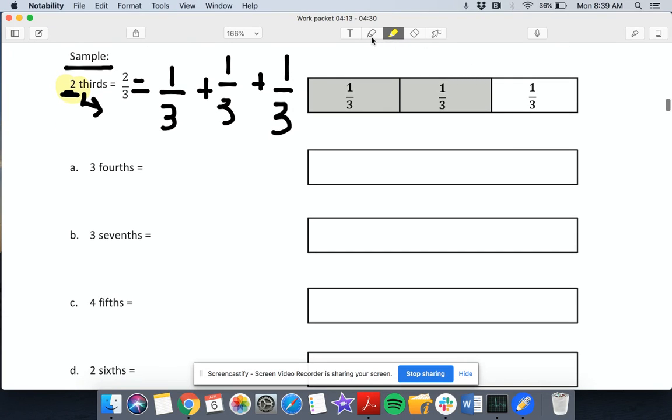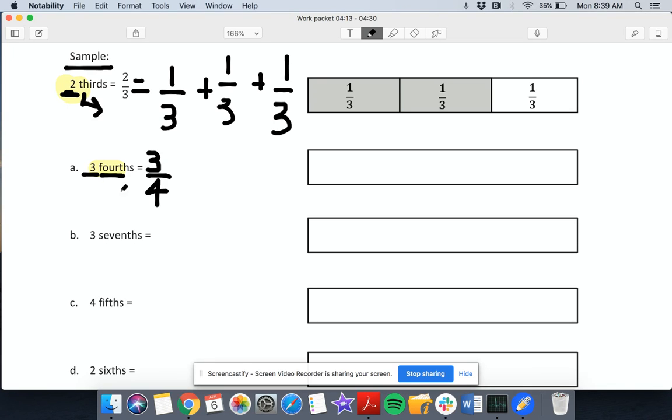Moving on to our next sample, we have 3/4. Well, if it's fourths, we see 4 here. We know that our denominator, our number on the bottom, will be 4. And our numerator, our number on the top, our number that will be shaded, will be 3.